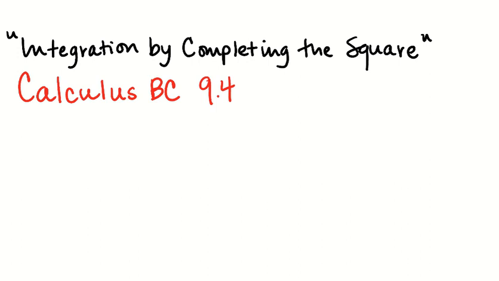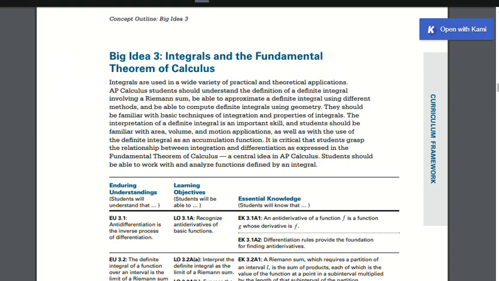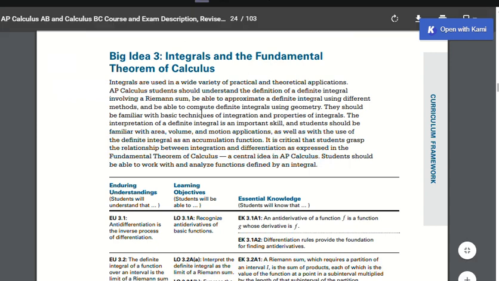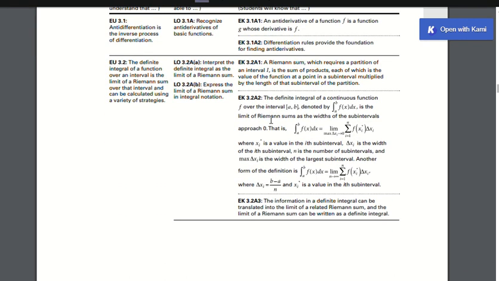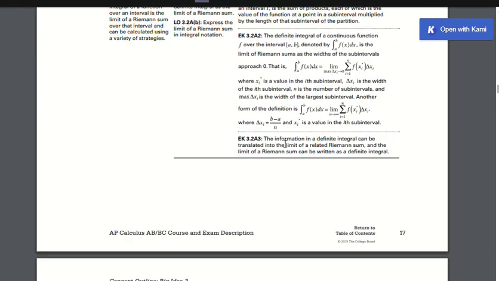Alright, in this video I'm talking about integration by completing the square, which I believe is going to be our last technique of integration. So, before we start, let's look at the AP Calculus course description. I'm on Big Idea 3, Integrals and the Fundamental Theorem of Calculus. Okay, we're going to scroll down. This is just basically the idea that the integral is the limit of the Riemann sum.